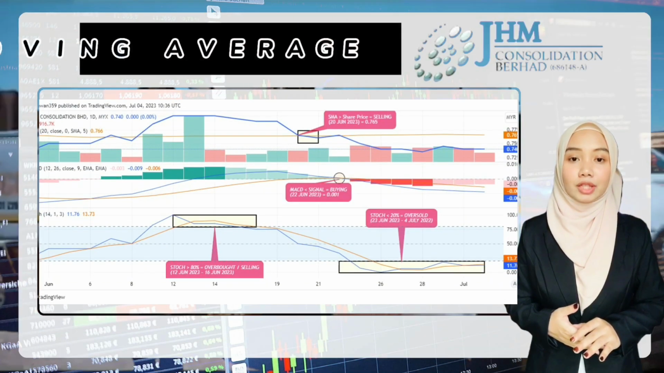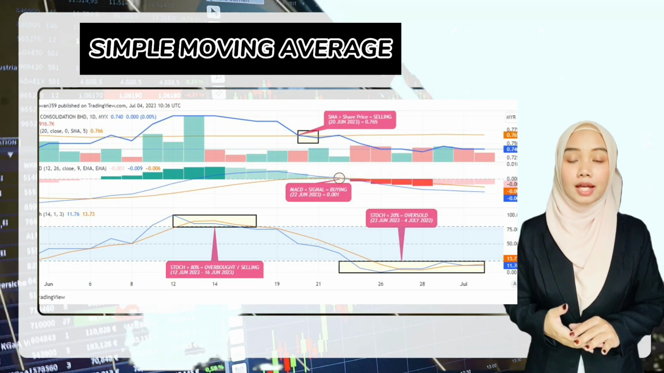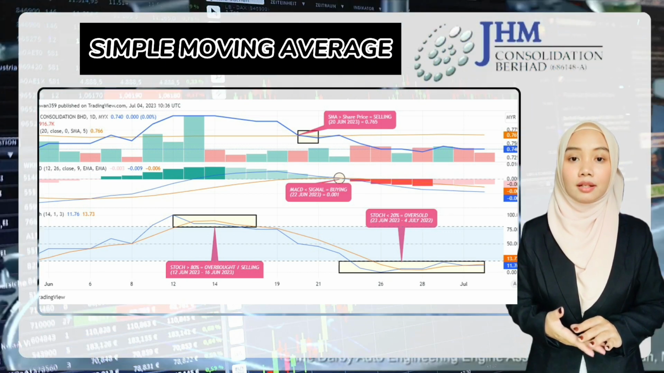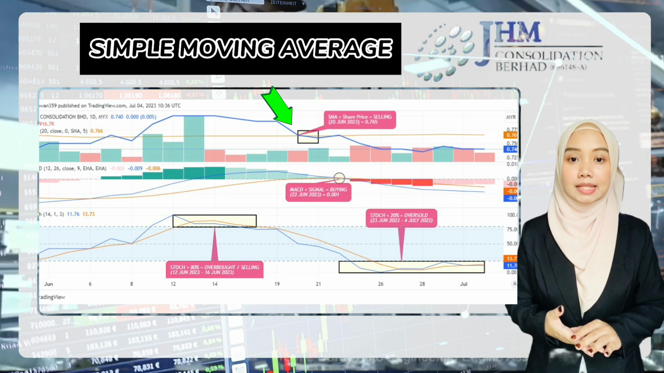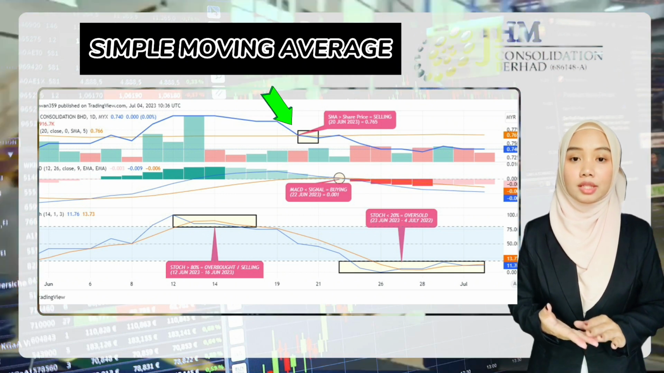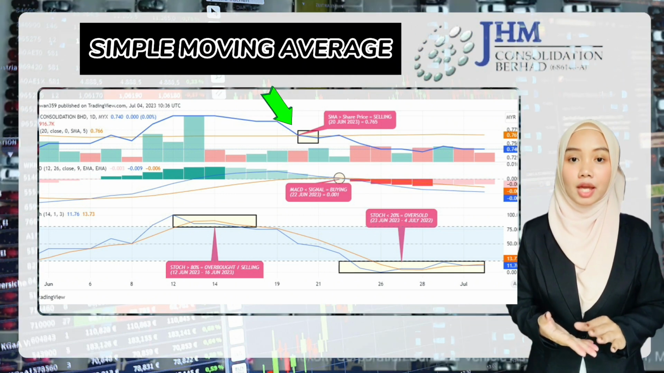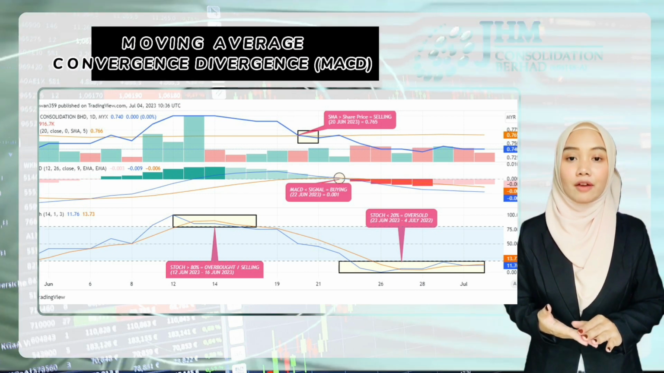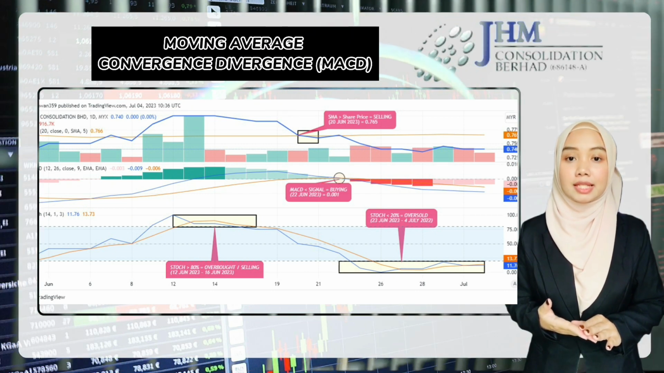This stock has been operated by using 5 technical indicators. First is simple moving average. We can observe that a selling signal is generated when the MA20 line crosses over the share price line, as shown on 20 June 2023 at price 0.765.